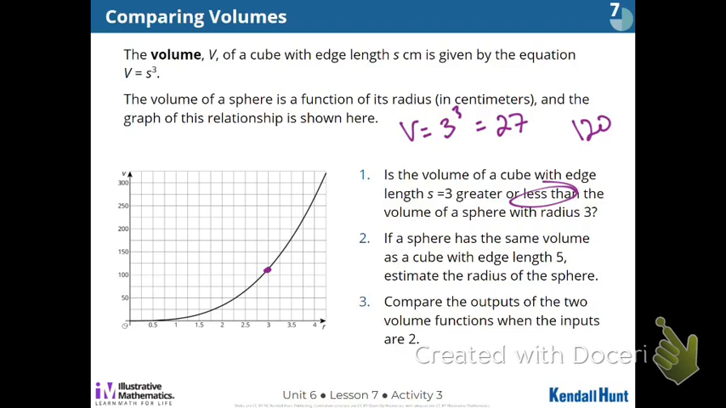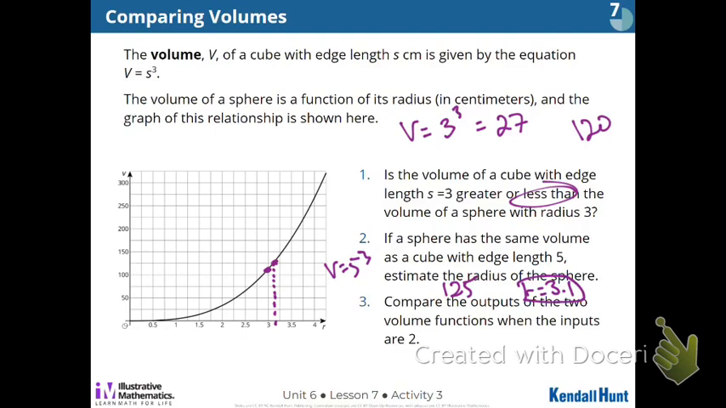So if a sphere has the same volume as a cube with edge length 5, what's 5 cubed? 125. And so I'm going to go over here. 125 is right there. That gives me a radius of about, I'm going to say 3.1. Do you see how I found that using the output? I used the output to find the input.